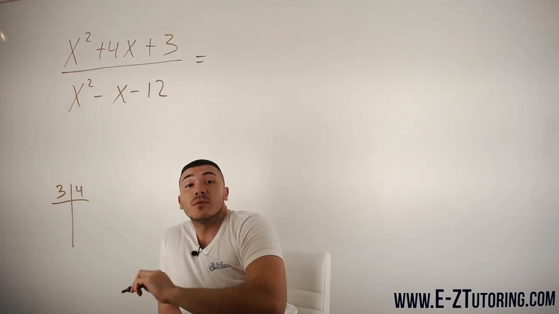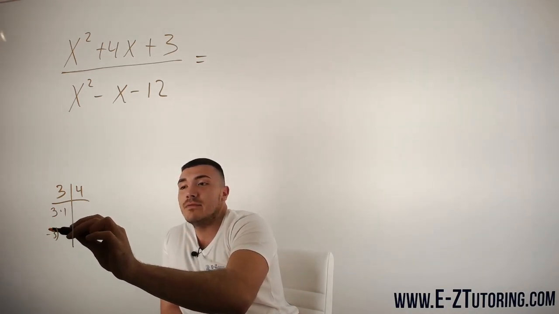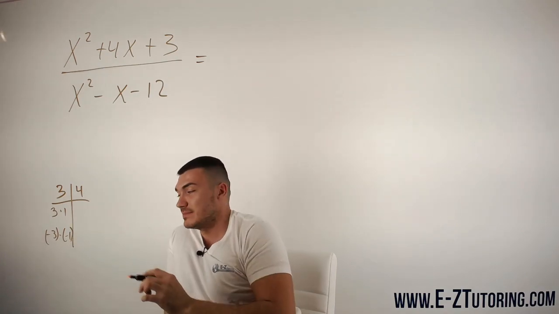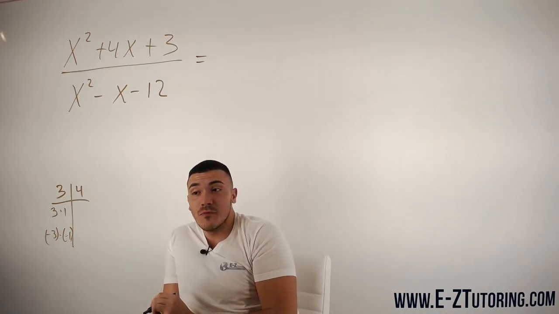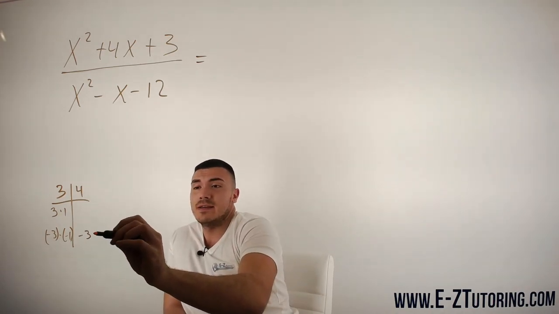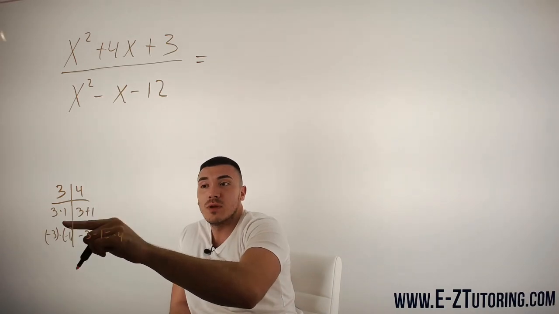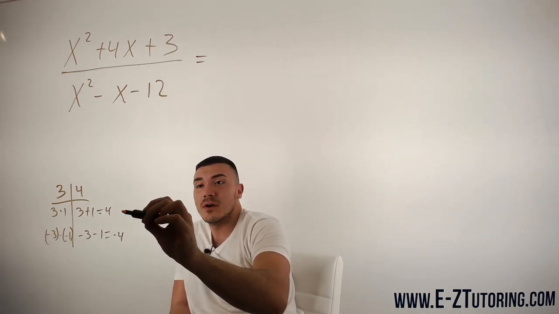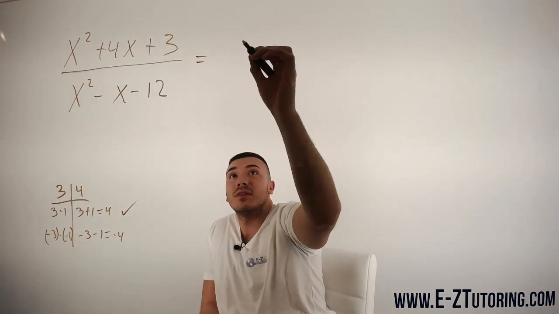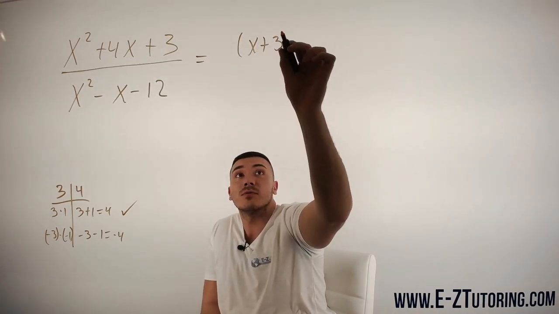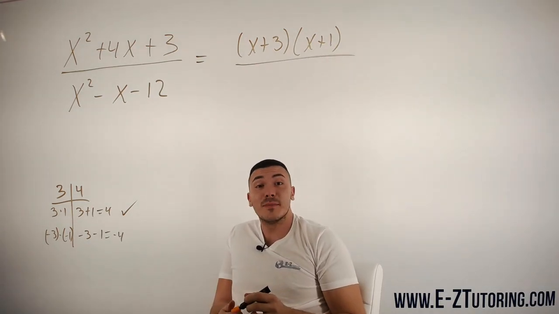So what numbers multiply into 3? 3 times 1 and negative 3 times negative 1. Now, which of these numbers can you combine to get 4? Obviously, negative 3 minus 1 is negative 4. We don't want that. But 3 plus 1 is equal to 4. So those are the numbers we want. So now we can go ahead and factor this into x plus 3 times x plus 1. And now let's go ahead and do the bottom.